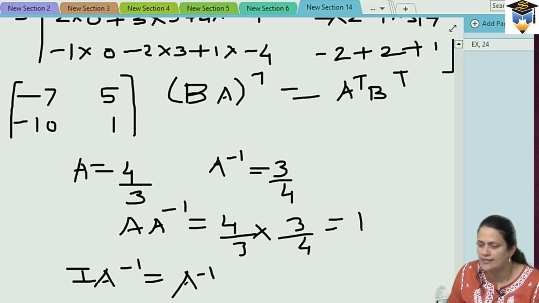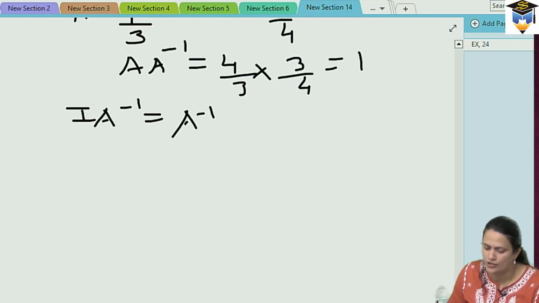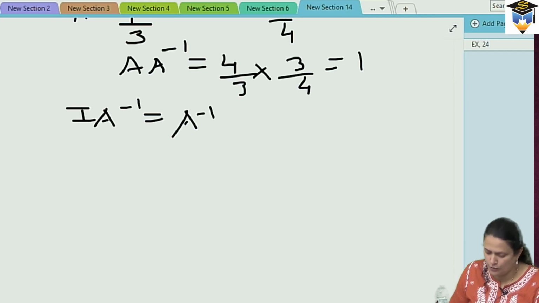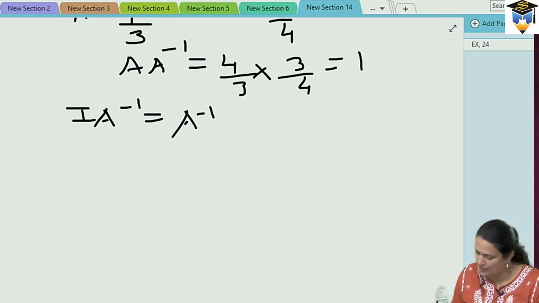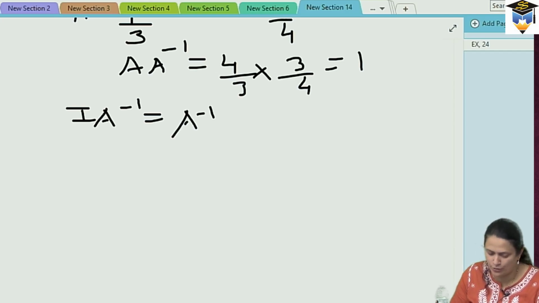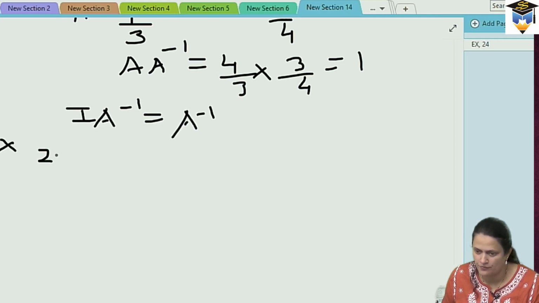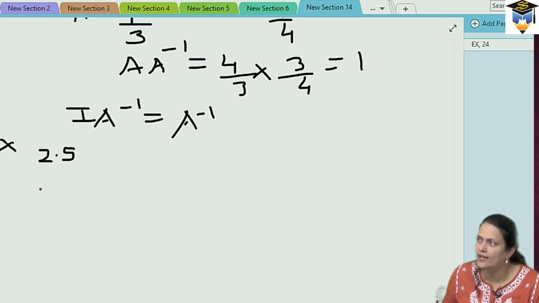Now let us solve exercise from exercise 2.5. Let us solve the first one, the third one maybe. No, wait, I'll tell you which question we are going to solve from 2.5. Yes, question number 6, which you can see in exercise 2.5. We'll solve that first so that you understand how to find out inverse.